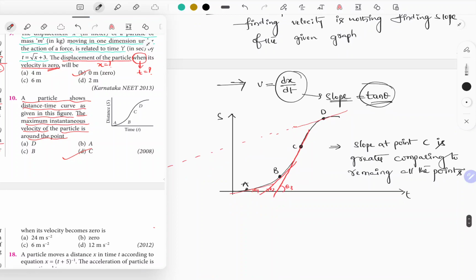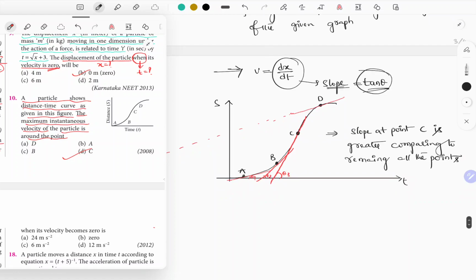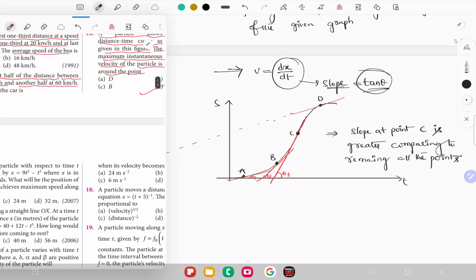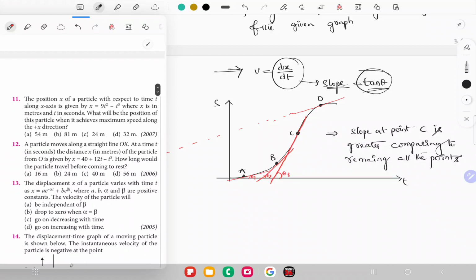At which position is the slope minimum? At position A, if you observe. So that is the minimum velocity, and that is the maximum velocity. There is also a point where you are going to get zero velocity. That means at the maximum height, you are going to get almost zero velocity. So position C is the correct answer. Okay, let's move on to the next question.